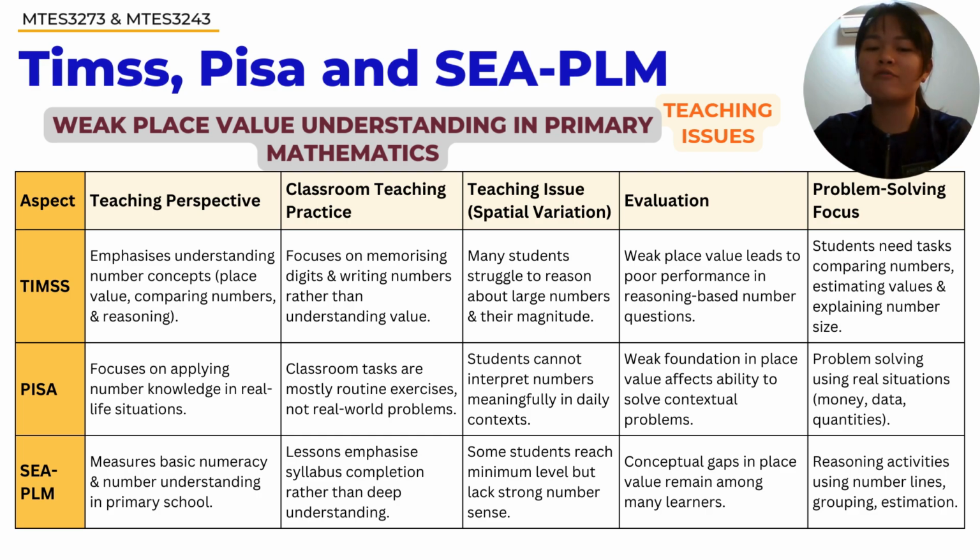In conclusion, findings from TEAMS, PISA and CPLN consistently show that weak place value understanding is a major teaching issue in primary mathematics.